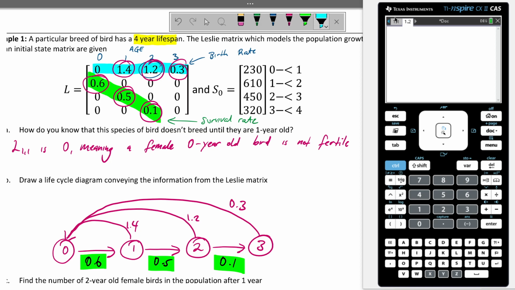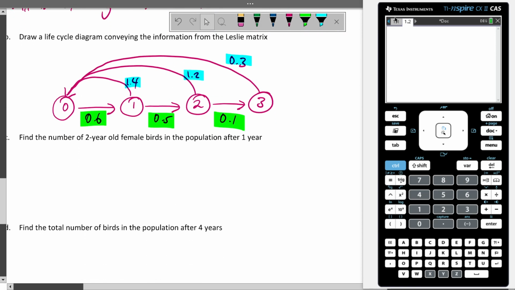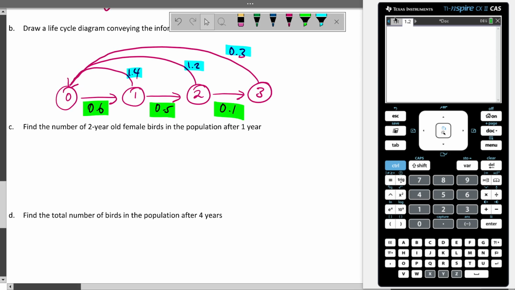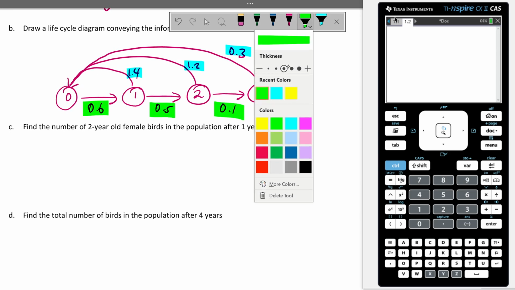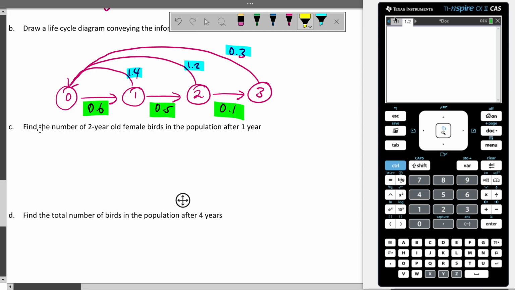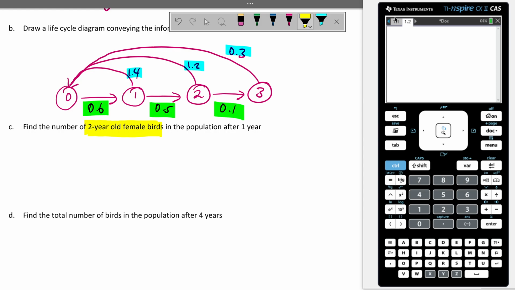So these right here are my blue numbers, my fertility, my birth rate. We go on to the next one. It says, let me grab my highlighter out, always good to highlight. Find the number of 2-year-old female birds in the population after 1 year.